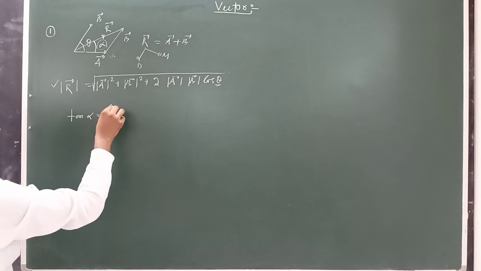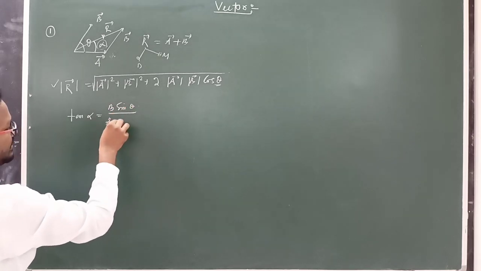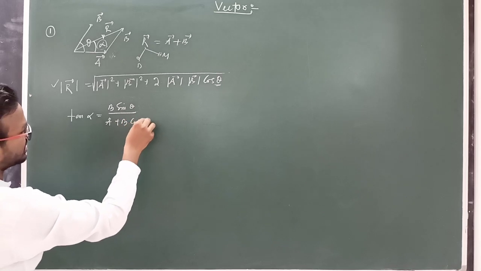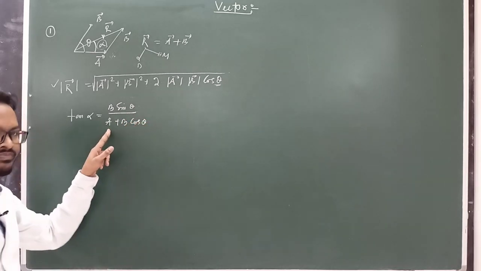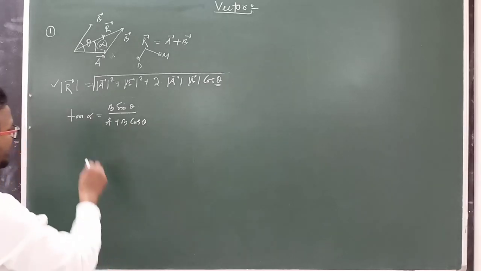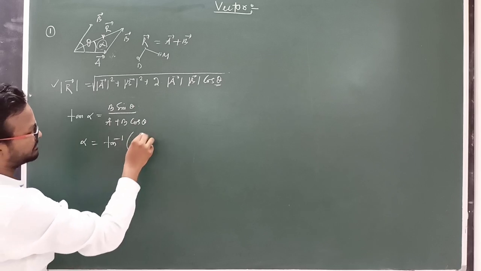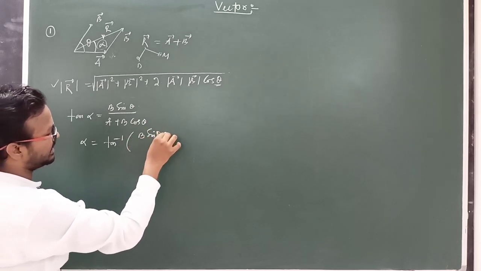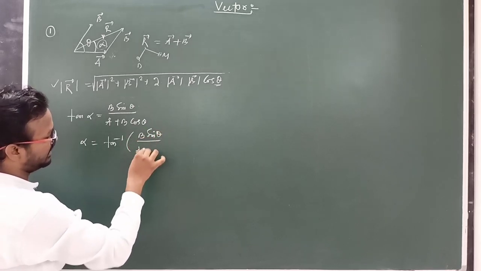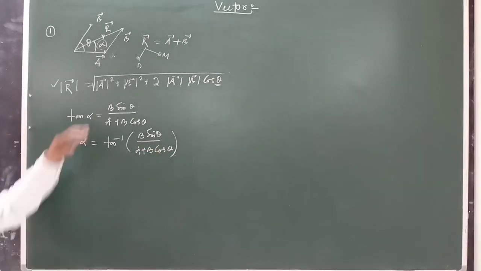Tan alpha equal to B sin theta divided by A plus B cos theta, meaning the magnitude of A plus the magnitude of B cos theta, which is equal to tan alpha. Or you can find alpha equal to tan inverse of B sin theta divided by A plus B cos theta. Clear? This is the triangle law.